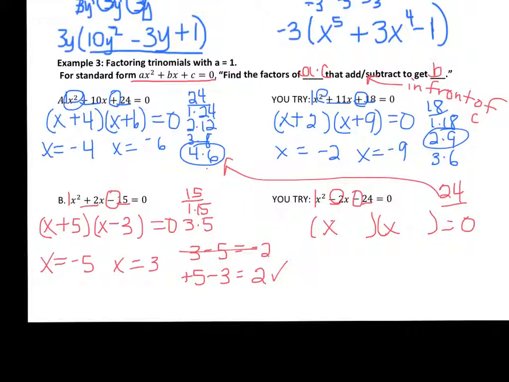Will it be 4 minus 6? Does that equal negative 2? Yes, it does. So the 4 is positive, the 6 is negative, and the two zeros are negative 4 and positive 6.